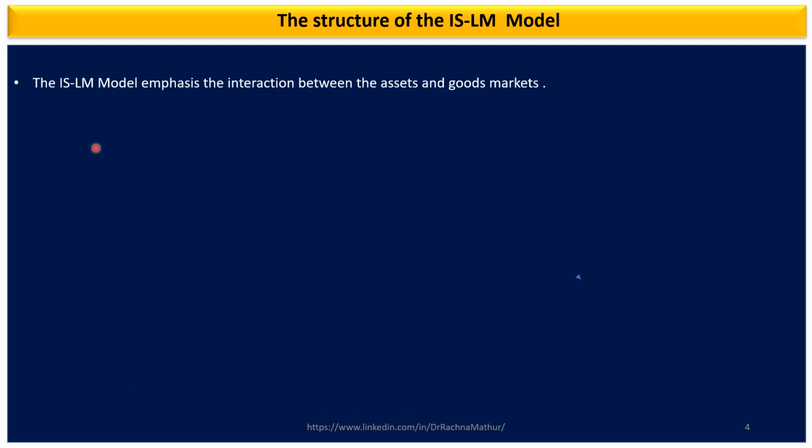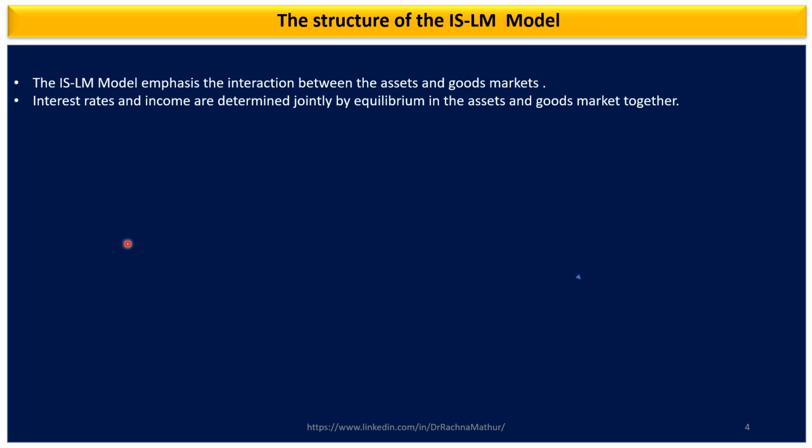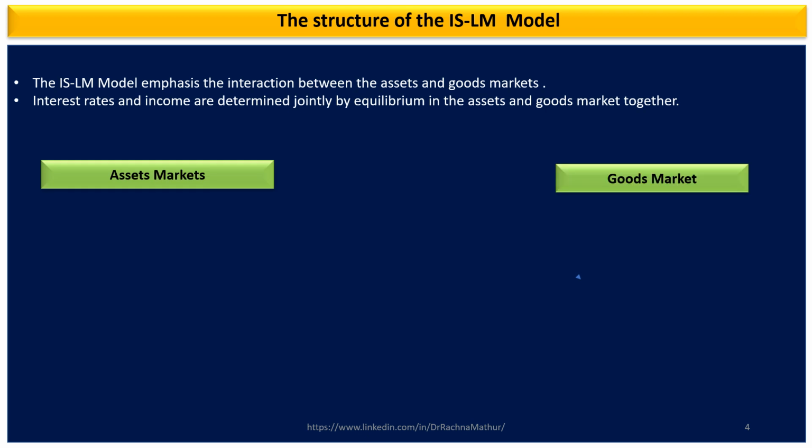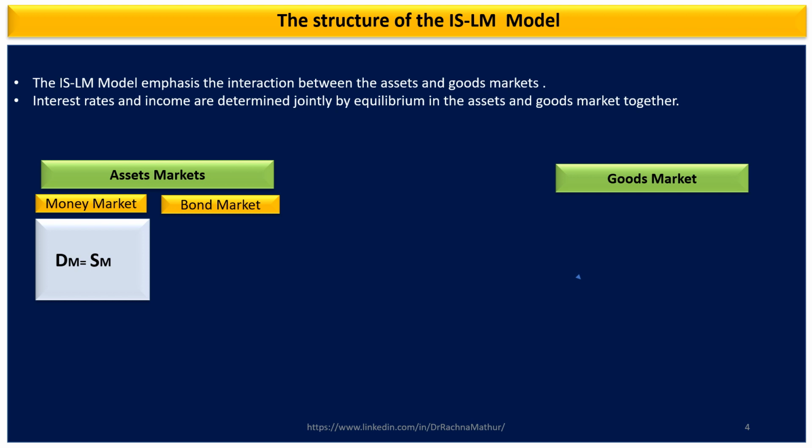that the Hicks-Hansen IS-LM model emphasized the interaction between both the asset market and the goods market to give the macro picture of the economy on the interest rate and the equilibrium level of income. So here are the asset market and the goods market. Asset markets are of two types, money market and bond market. Money market equilibrium is decided on the basis of demand for money and supply of money, which is controlled and regulated by the monetary authority through its monetary policy.